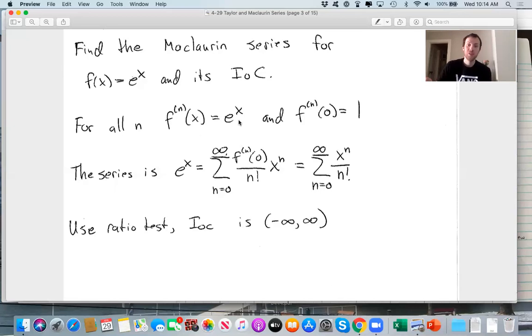And your only hope for coming up with a series is that you notice a pattern in the derivatives and the derivatives evaluated at the center. If you don't really see a pattern, there's not much of a chance of writing down a formula for the series.